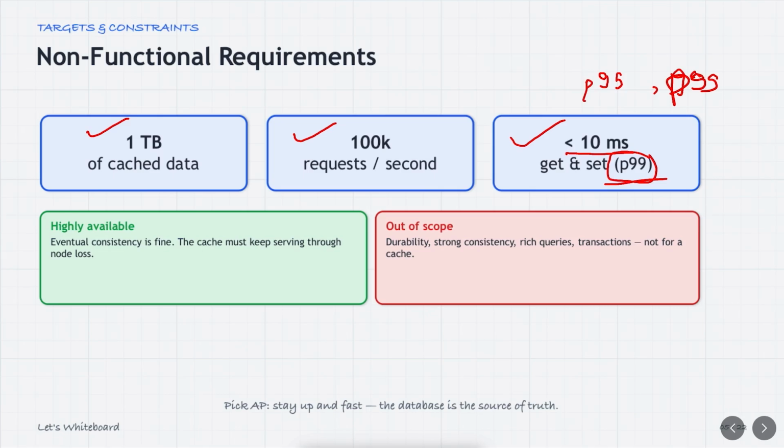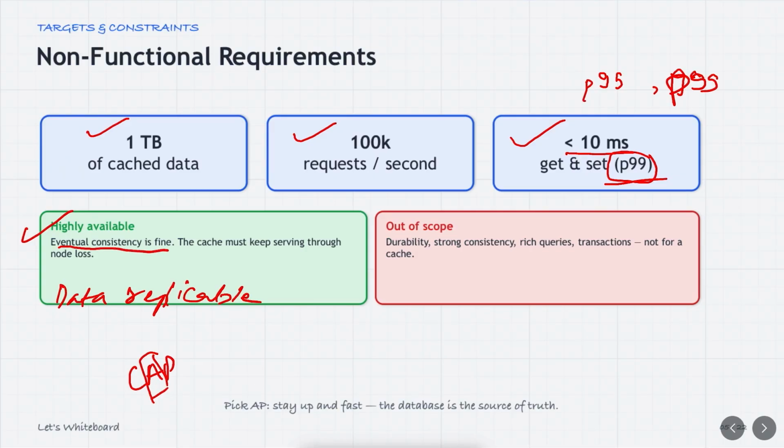The fourth non-functional requirement is that our system should be highly available. That means if one node goes down, the other nodes should be able to handle the remaining traffic, and data should be replicated so that we do not lose data if one node goes down. And since we want high availability, following the CAP theorem, we might have to compromise on consistency and settle for eventual consistency, which is fine.